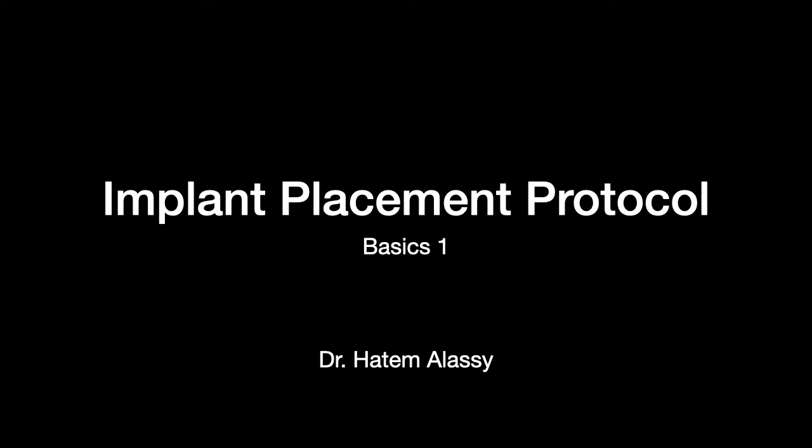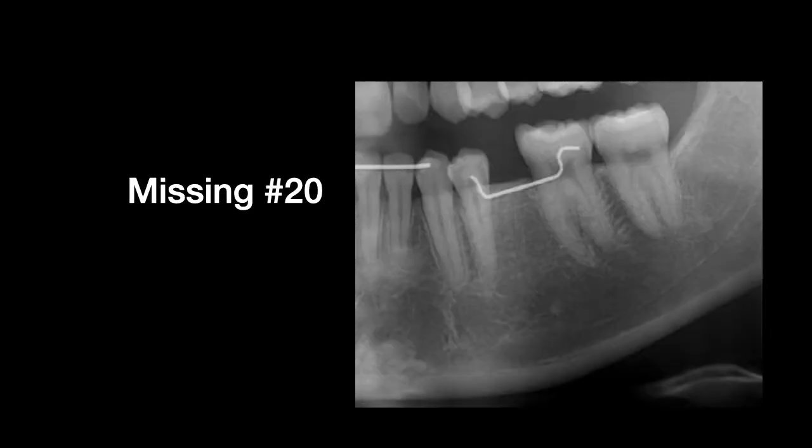We're going to cover the basic implant placement protocol. We have a patient who is missing number 20, presented with a pan. We can appreciate from this partial pan there is adequate space mesodistally between number 19 and number 21 for a crown to be placed, and there's no over-eruption in the opposing tooth. We can appreciate that the vertical dimension is adequate.